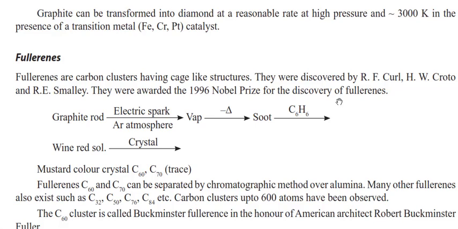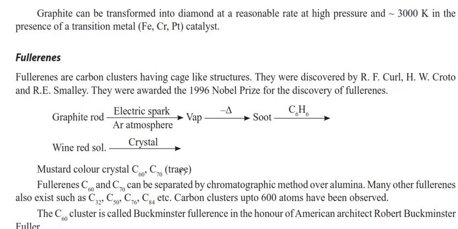Fullerene is a cluster cage-like structure, and the synthesis is a little bit tricky. You take a graphite rod and vaporize it with an electric spark in an argon atmosphere. Then you remove the energy, make the soot, and dissolve that soot in benzene. You will get a wine red colored solution, and you crystallize it to get fullerene.